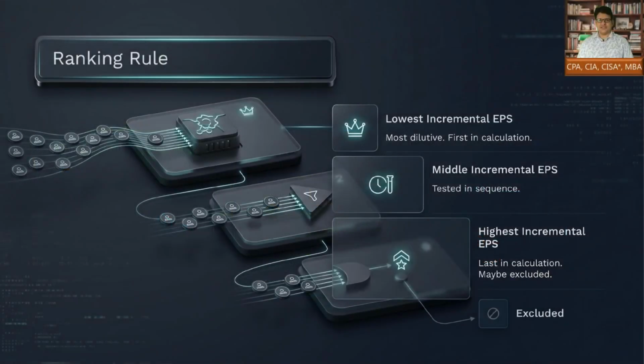Now we reach the ranking rule. Potential common shares are ranked from the lowest incremental EPS effect to the highest incremental EPS effect. The lowest effect is the most dilutive and enters first. Options and warrants often have a zero numerator effect under the treasury stock method, so when they are dilutive, they normally enter before convertible securities. Ranking is based on the per share effect, not the biggest instrument name.